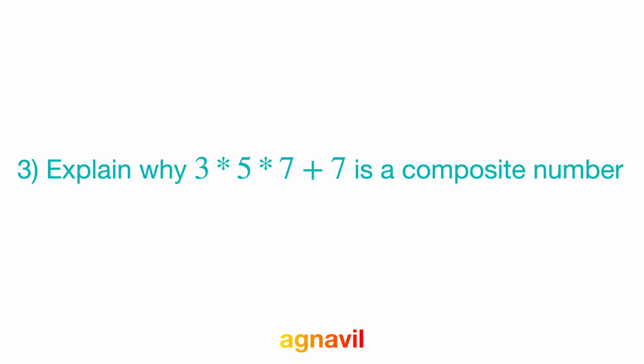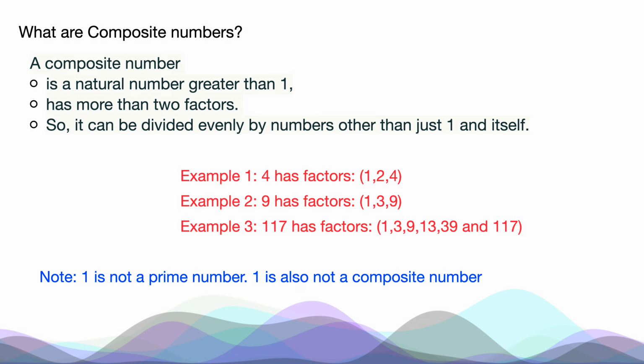So what is a composite number? A composite number is a natural number greater than 1, so it has more than 2 factors. In other words, it can be divided evenly by numbers other than just 1 and itself. For example, 9 is a composite number. Why? Because 9 has factors 1, 3 and 9. So it has not just two factors, 1 and 9, but there is one more factor, 3. So it has more than two factors, which means 9 is a composite number.